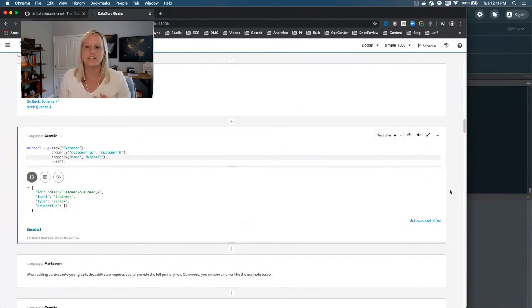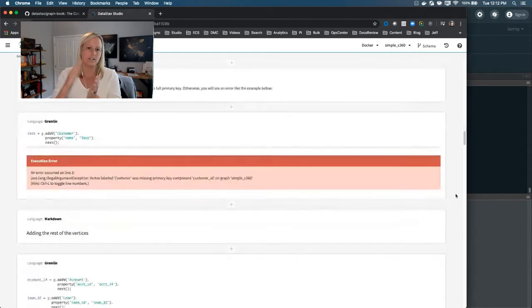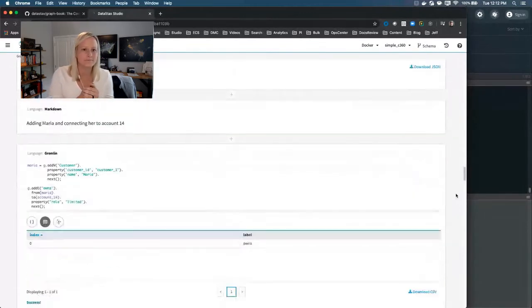Yep. And what you can see here is that in this query, that's the first adding vertex query. Oh, I'm sorry, my bad. No worries. Oops. Add.